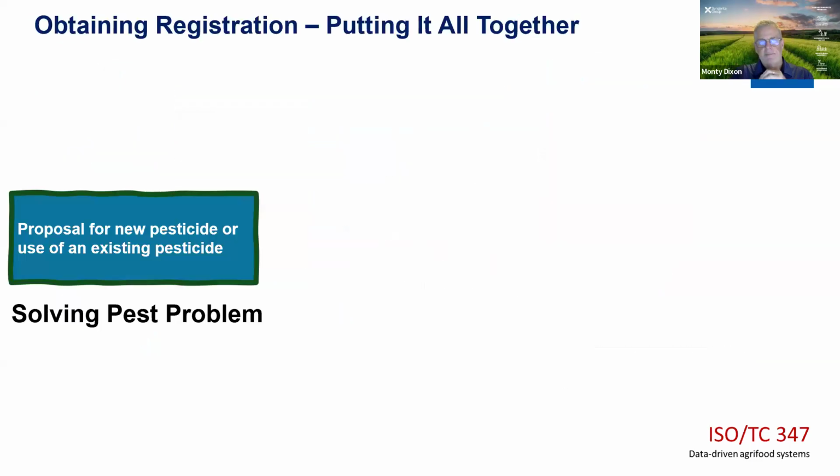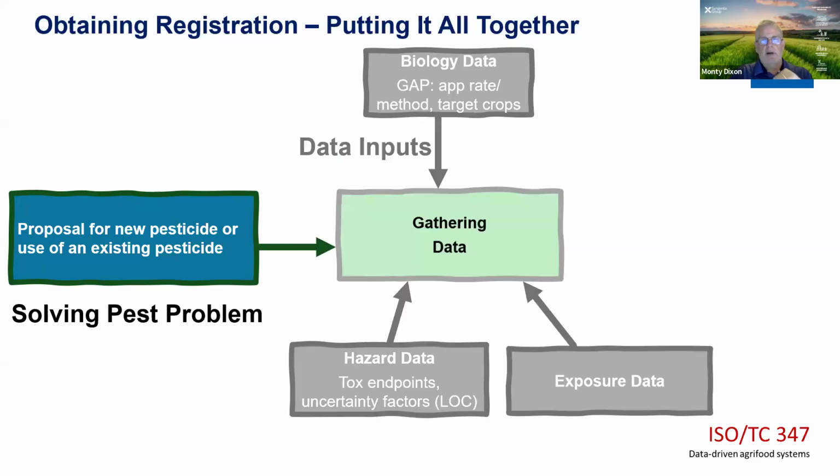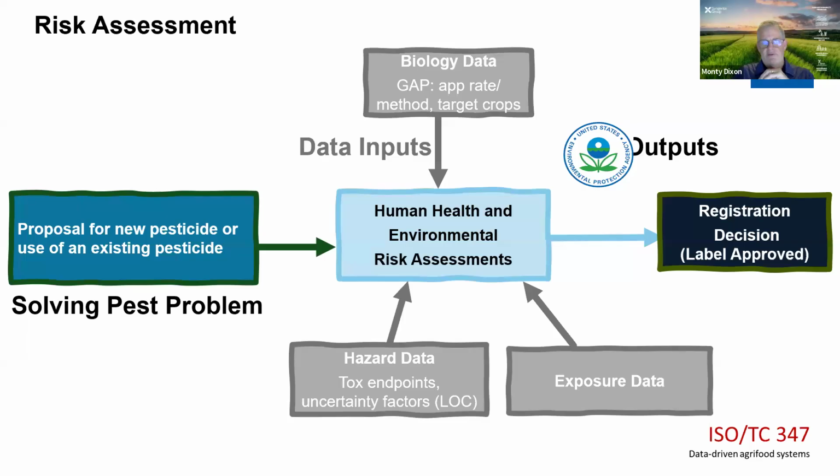All of this data gets put together. It's a very data extensive process, remembering that this can take 10 to 12 years, hundreds of studies, hundreds of millions of dollars. All of this comes together to propose a solution for a pest problem, and that involves gathering all of this data and bringing it together to do the required risk assessments. These human health and environmental risk assessments come together from the registrant and are submitted to the regulatory body, in this case, the EPA. They make a registration decision.